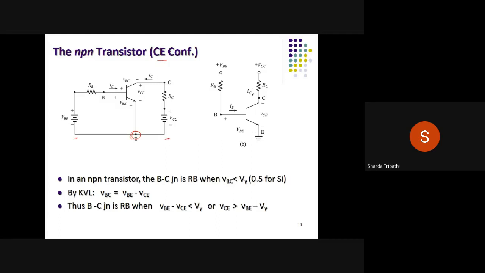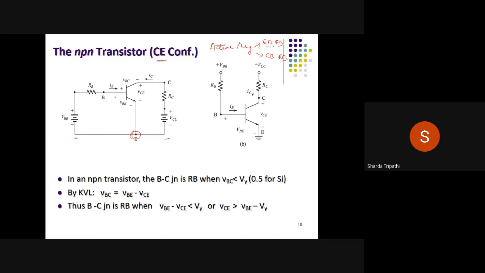So that's why we say that this configuration is the common emitter configuration. Then again, here I am talking about the operation of this transistor in active region. And whenever the transistor is operating in active region, I know that the emitter base junction has to be forward biased and the collector base junction has to be reverse biased.